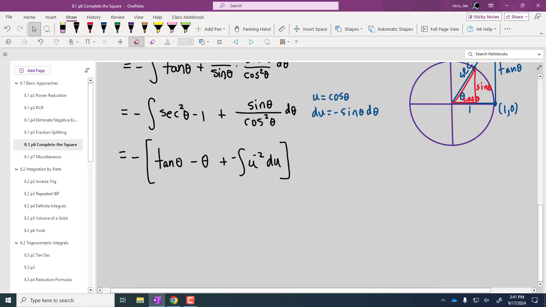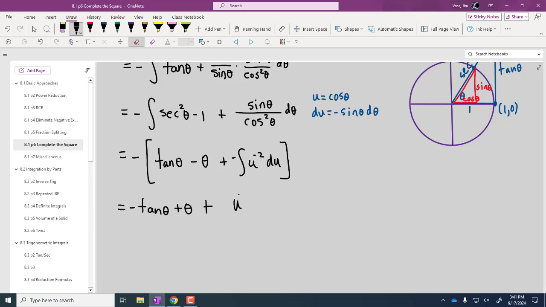I haven't put in a plus c yet for this. We integrated part of it, and we know that there's a plus c coming, so we can wait. There's still a plus c that's going to be introduced, so we don't have to put in that plus c right away. So if we distribute this minus sign, we get minus tangent of theta plus theta, plus, because that minus times that minus is plus. But then we integrate this and we get u to the negative 1 divided by negative 1. And there's our constant of integration.